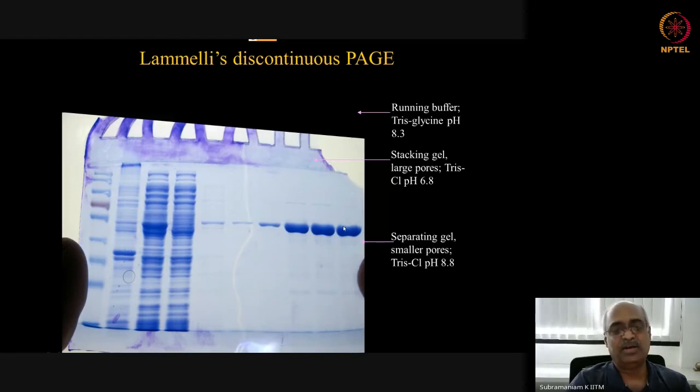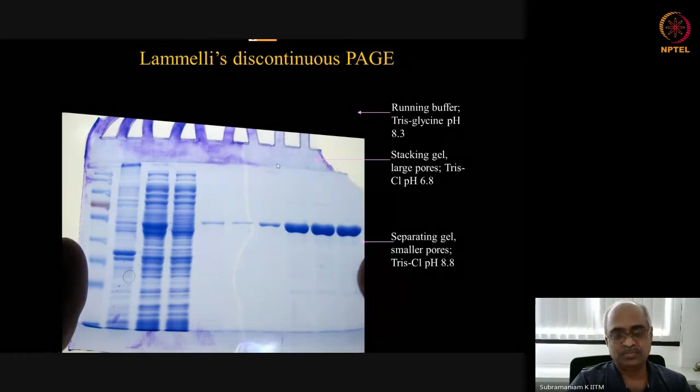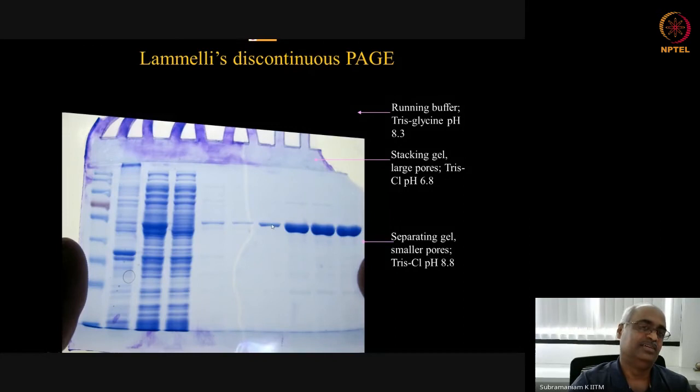So this whole drama is done primarily to concentrate all the molecules in that taller column of liquid into a sharp band at this junction. Okay. It forms at this junction primarily due to the pH difference and the pore size difference. That is why it gets concentrated here. So this is the basic principle of discontinuous polyacrylamide gel electrophoresis. This gel can be used without adding SDS as well. But when you add SDS, we call it SDS-PAGE.